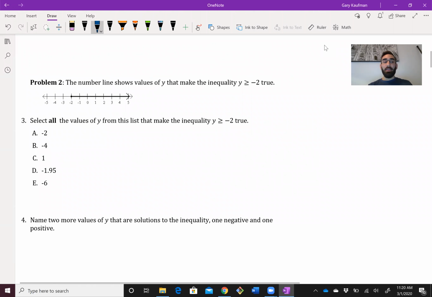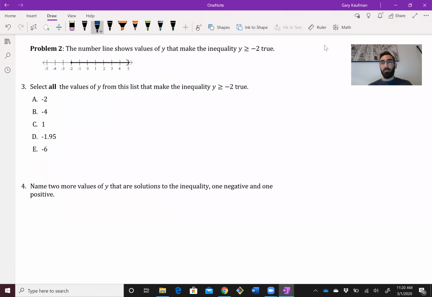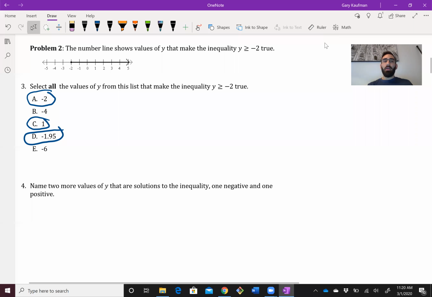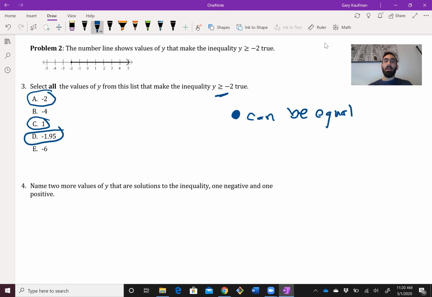Okay, here is problem 2 for your do now. So again, I'm going to pause and give you a moment to try it on your own. So the number line becomes really important when we're dealing with negative numbers because it gives us a visual. Now, again, notice that this graph uses a closed circle, which says that we can be equal to that value, because as we see, it's greater than or equal. That's why -2 is a solution.